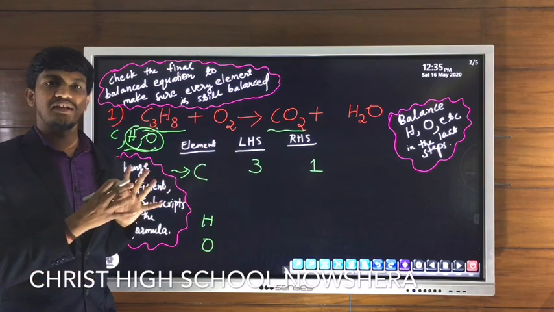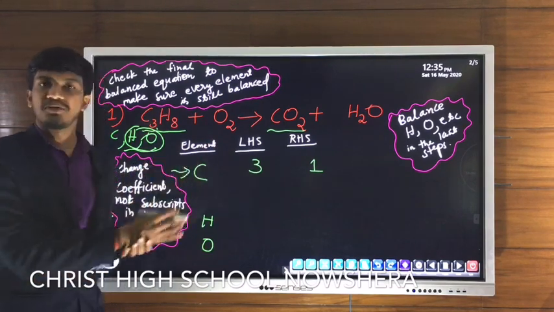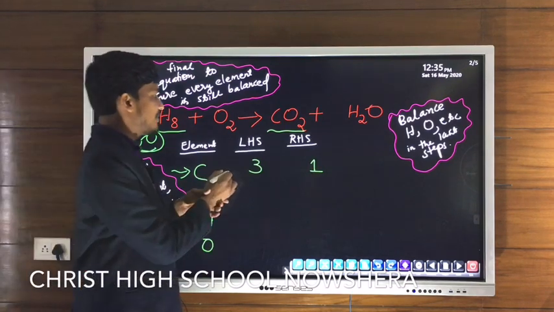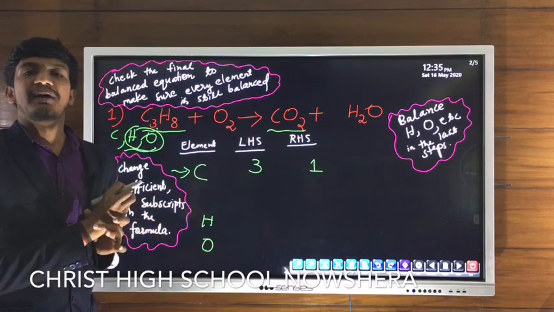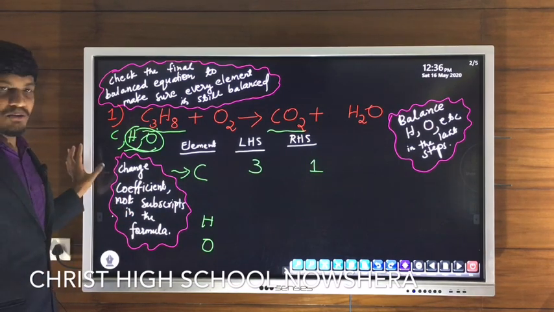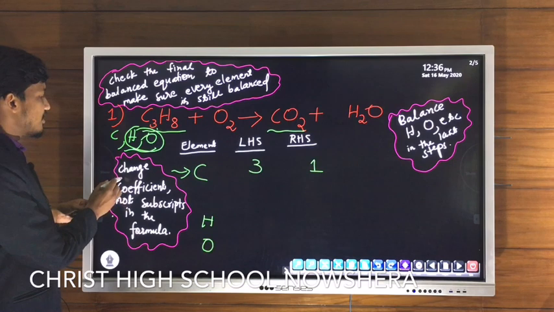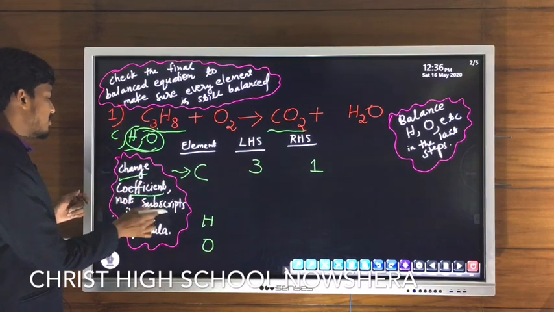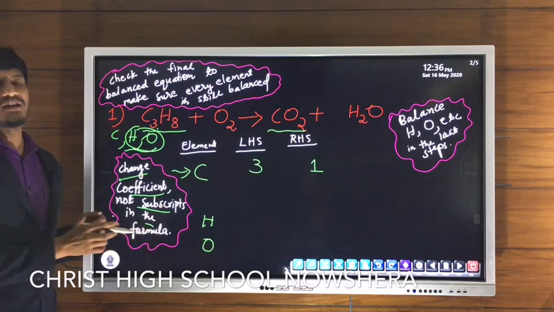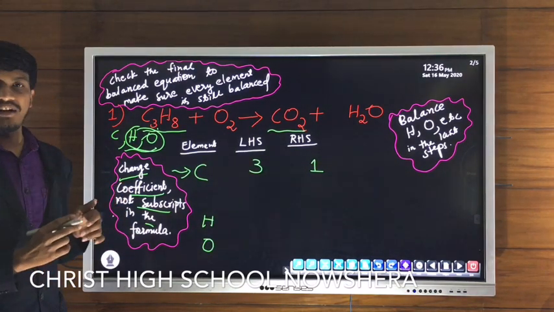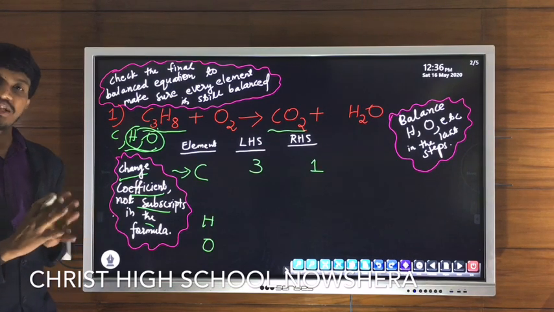Now first of all we will make an equal number of carbon atoms on both sides of the equation. How can we make them equal? For balancing an equation, the most important point we have to remember is that we can change the coefficient, not the subscript in the formula. So for balancing an equation, we can change only the coefficient.